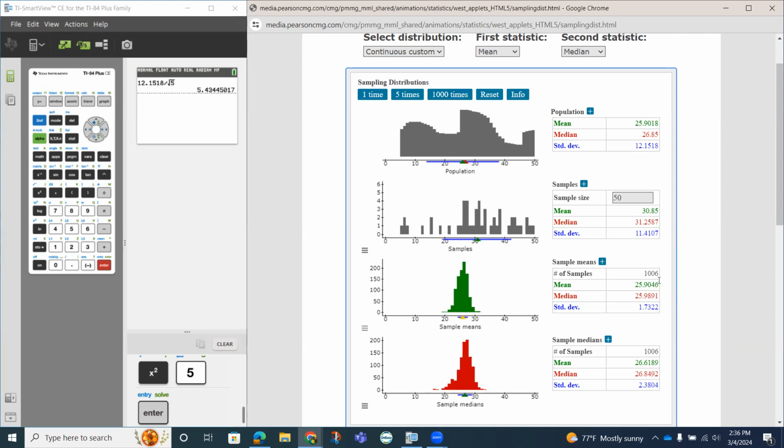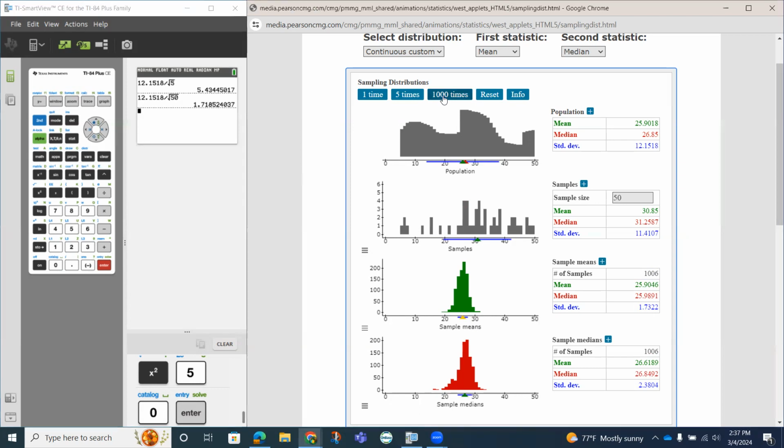Notice that my standard deviation is much tighter too. My bell-shaped curve is much closer together. It's not as spread out. That's another thing about picking a bigger sample size: it's going to make the standard deviation much, much smaller. And again, if I use my calculator, I could use that standard deviation of 12.1518 and divide it by the square root of that sample size of 50, and I do get the standard deviation of the sample means. Notice how it's really, really close: 1.732, and this is 1.718 or 1.719.